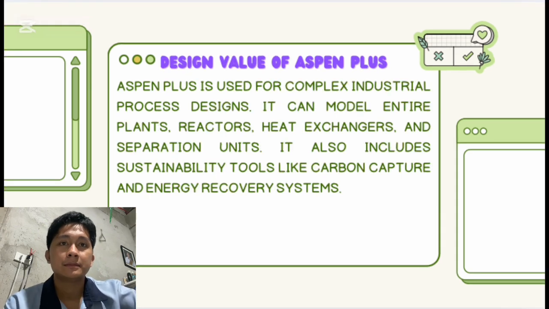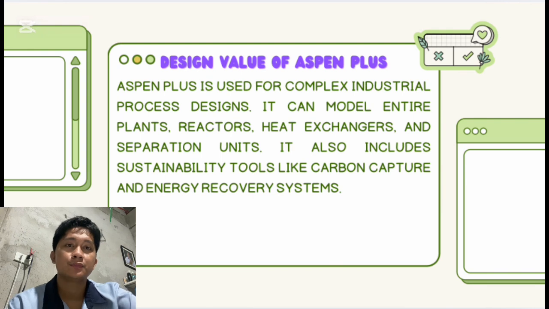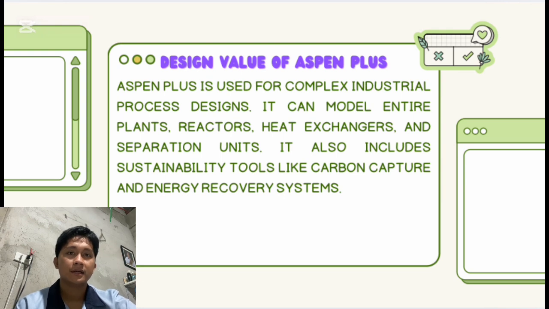The design value of Aspen Plus is in complex industrial process designs. It can model entire plants, reactors, heat exchangers, and separation units. It also includes sustainability tools like carbon capture and energy recovery systems.